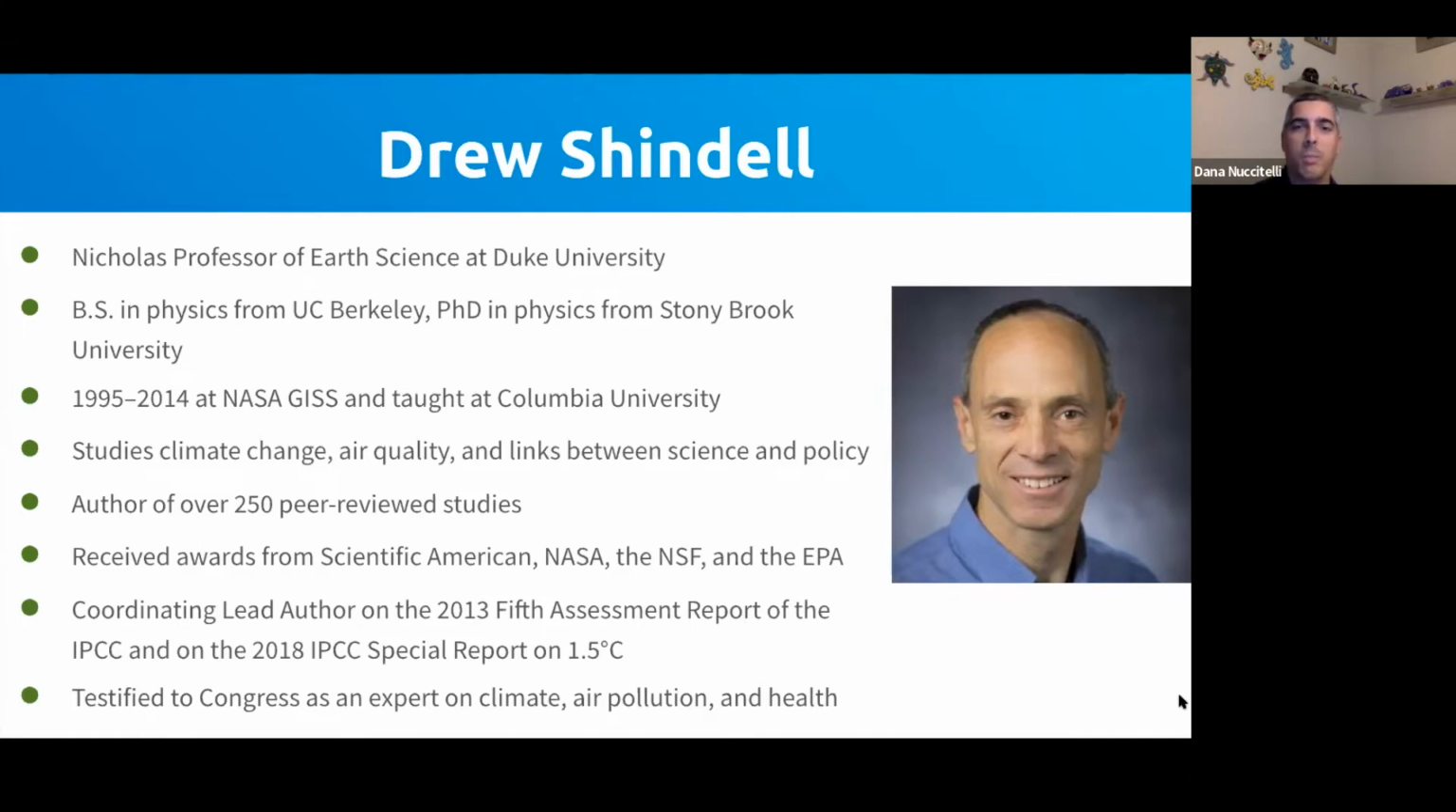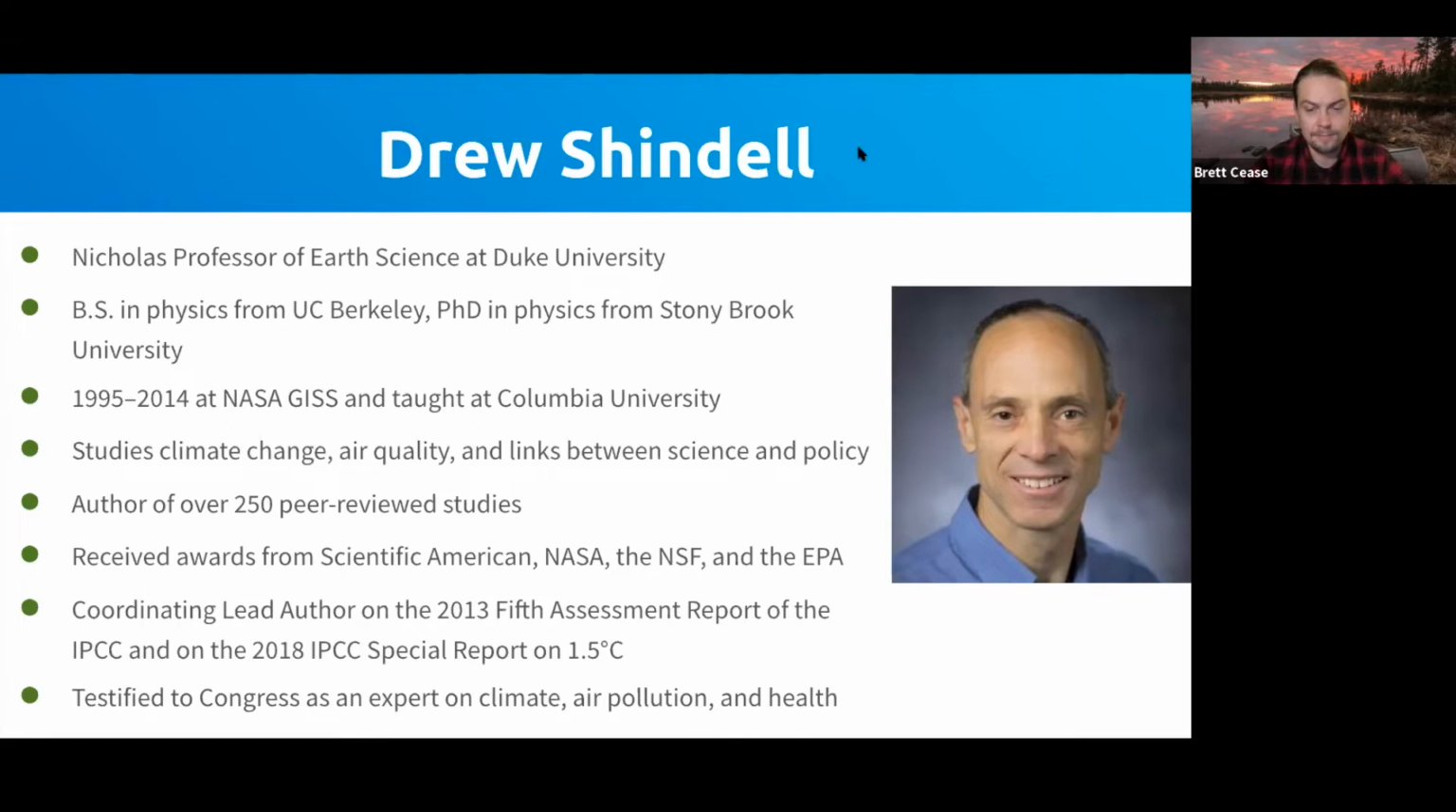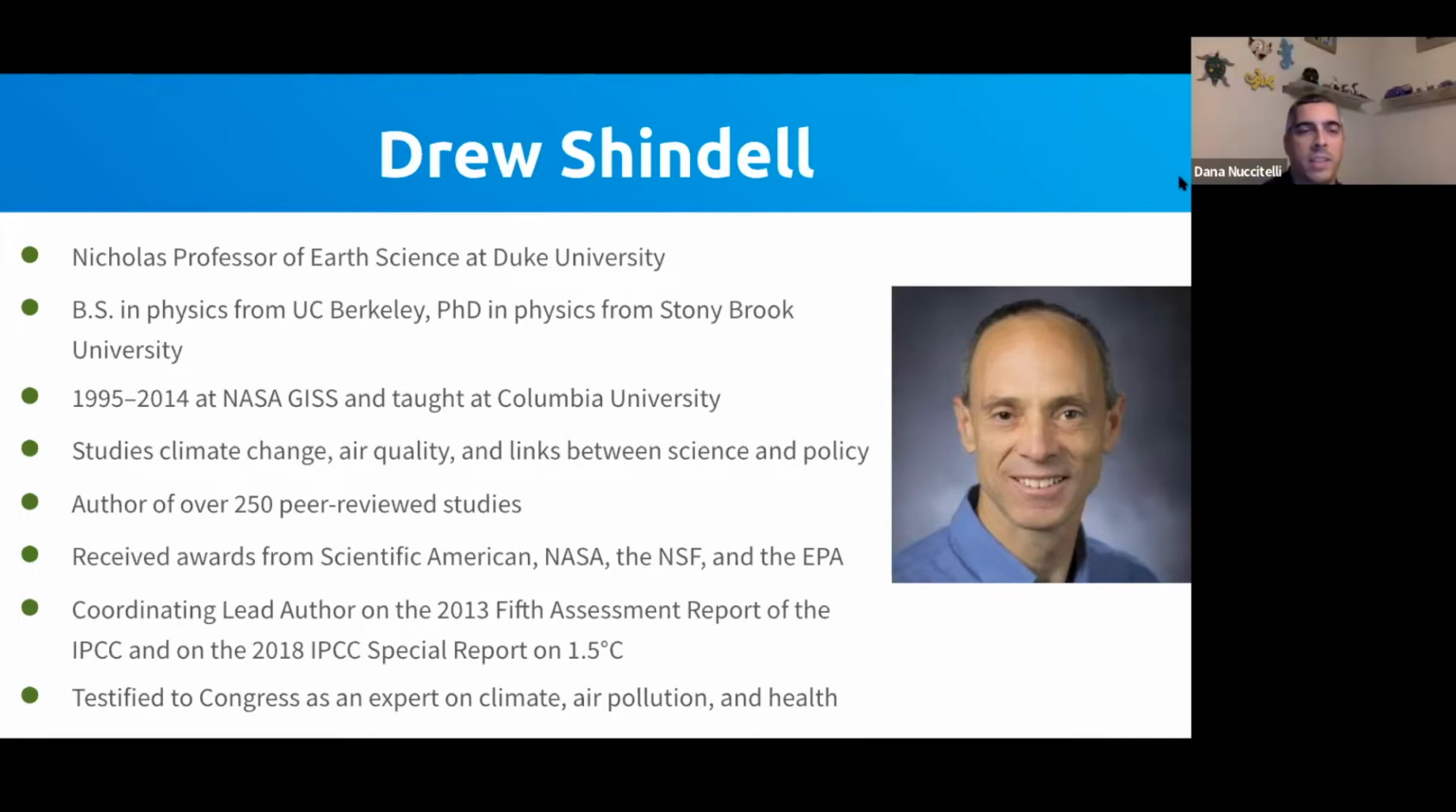And then he also was at Columbia, which is nearby, which is kind of common for some of the top climate scientists. James Hansen did that. Gavin Schmidt, who's now leading NASA GISS, does that, where they work at the NASA Goddard Institute and then they also teach at Columbia, or they're affiliated with Columbia. So then he's done a lot of climate change modeling research. He's also done air quality research and research on the links between science and policy. In his long career, he's published over 250 peer-reviewed studies on these various subjects, and he's gotten a bunch of awards from Scientific American, NASA, the National Science Foundation, and EPA, for example.